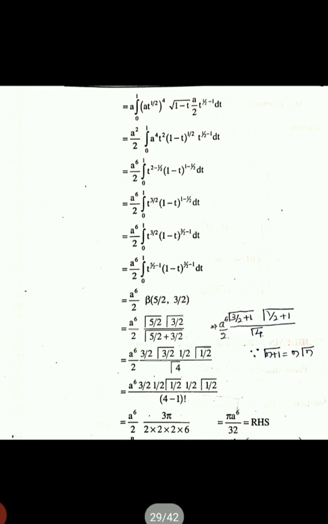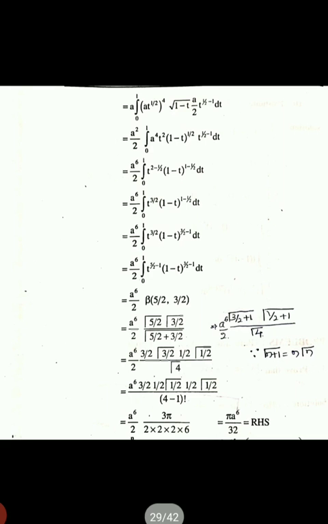That's why I am replacing 1 minus 1 by 2, whose value is 1 by 2, which can be rewritten in the form of 3 by 2 minus 1. Once again I will explain the t power: here t power is 3 by 2, which can be replaced as 5 by 2 minus 1. And the 1 minus t power is 1 by 2, which can be replaced as 3 by 2 minus 1, into dt.